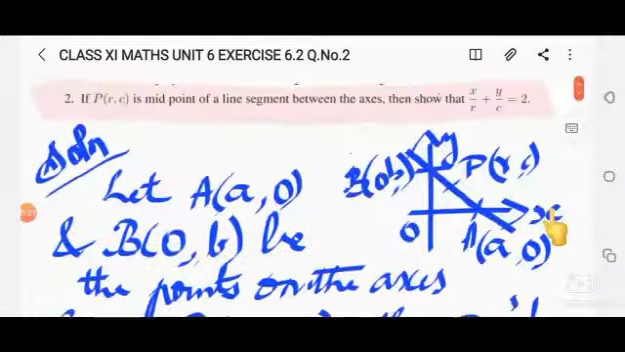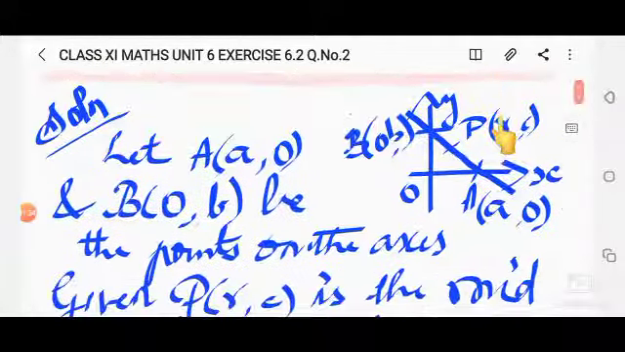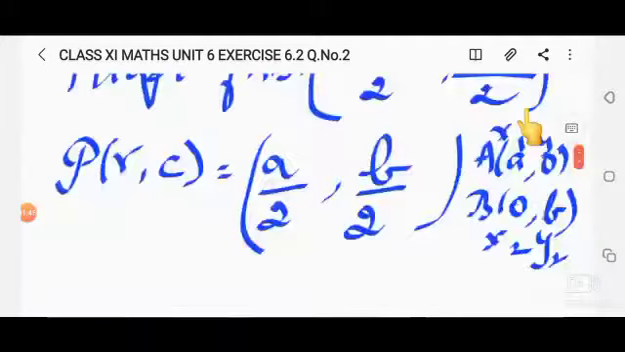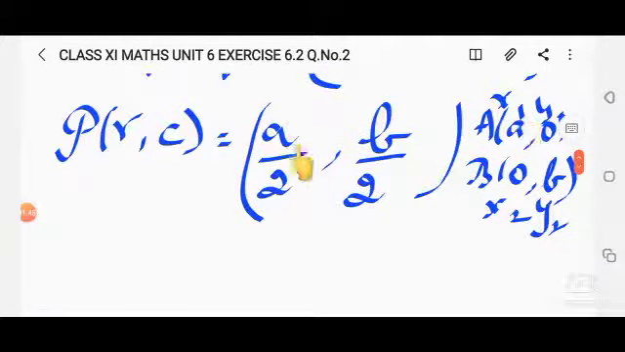What we have to prove, let us see the question again. We have to show that x by r plus y by c is equal to 2. That is the equation of the straight line in intercept form. The formula is x by a plus y by b is equal to 1.